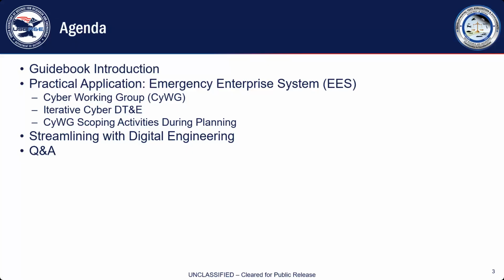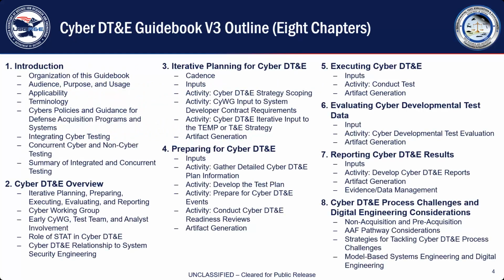Although it's not a real system, I'm hoping that the practical application will help you understand how to apply this guidance. We'll talk a little bit about what's in the guidebook, about streamlining using digital engineering, and hopefully have time for Q&A. Okay, so there are 8 chapters. It's a pretty detailed guidebook, and those 8 chapters account for less than half of it, but they represent the core guidance. I encourage practitioners to take the time to read these chapters and also the manual. That's critical to enabling the implementation.